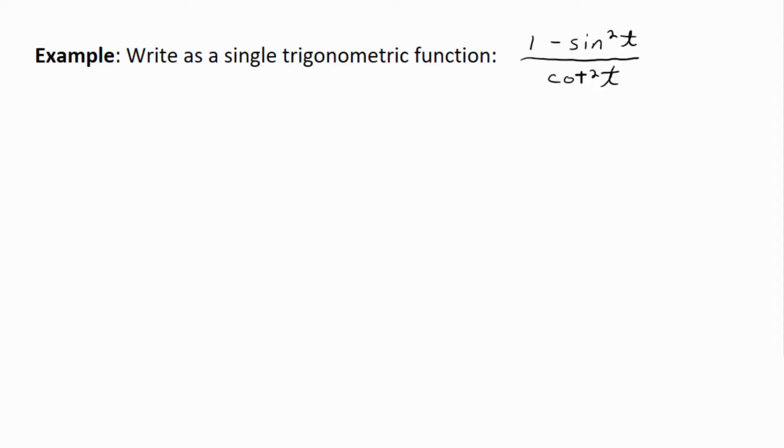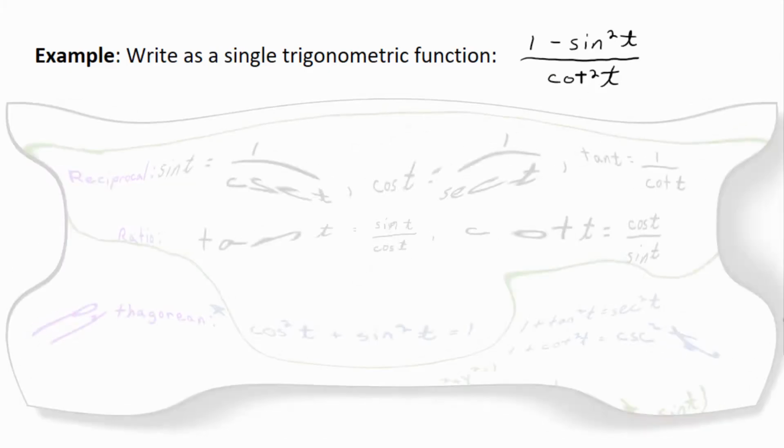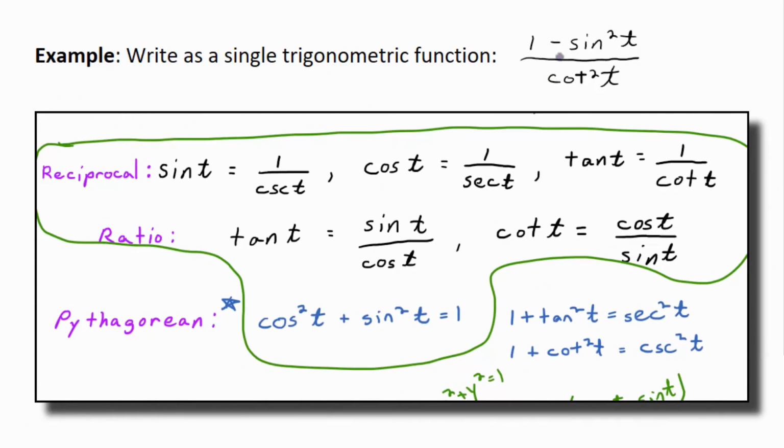Here, we've got a single fraction, so we're good to go as far as that goes. If you had two separate fractions, you might want to get a common denominator and add together. So that's not an issue. Take a look at that numerator, 1 minus sine squared of t. Now, if you know the answer, don't shout it out. Let's go back and look at our identities that we're supposed to have memorized. It doesn't quite look like any one of them.